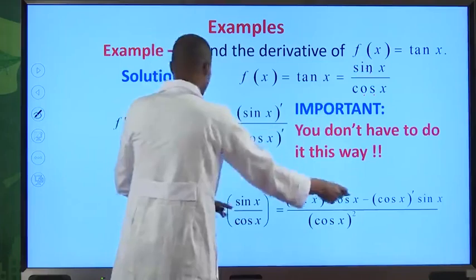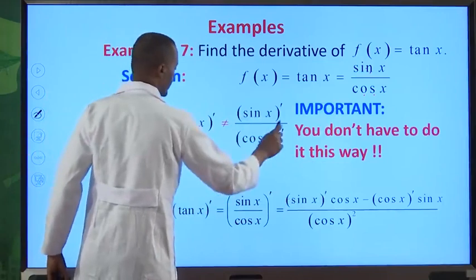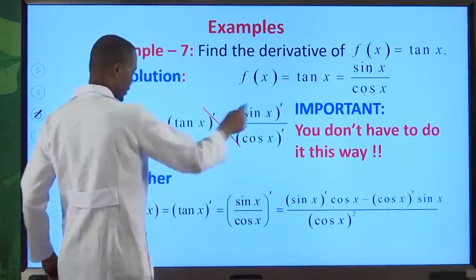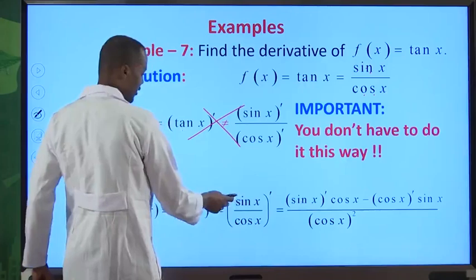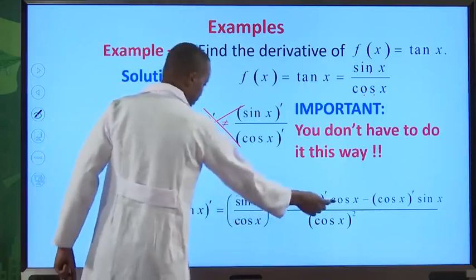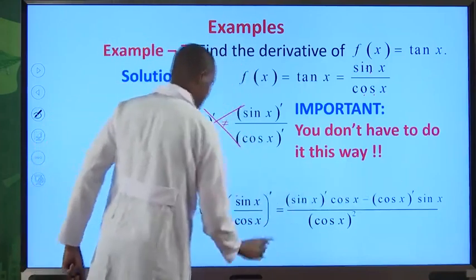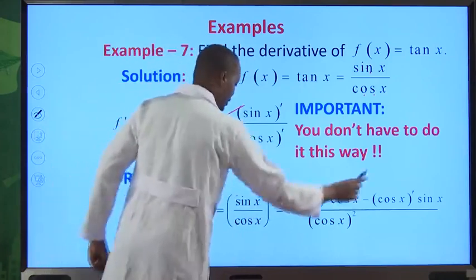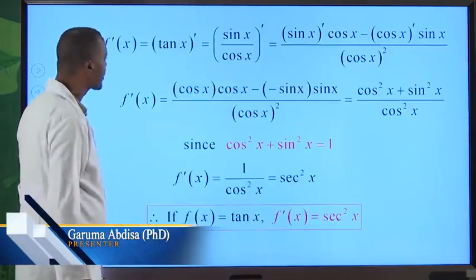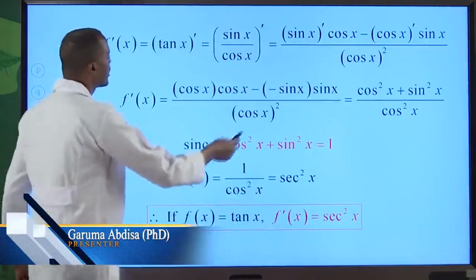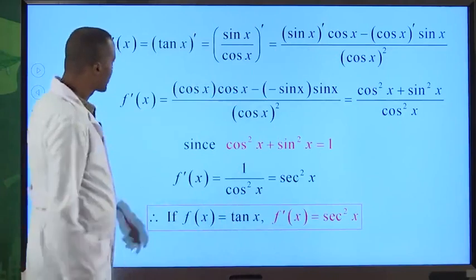It is important for you to note that the tan x derivative is not the same as the sine x derivative over the cosine x derivative. This is the wrong way to do it. Rather, the way you have to do it is derivative of sine, that is the numerator, multiplied by the denominator without derivative, minus derivative of the denominator times the numerator without derivative, divided by the denominator the whole squared. I have written it again here so that you will be able to see.